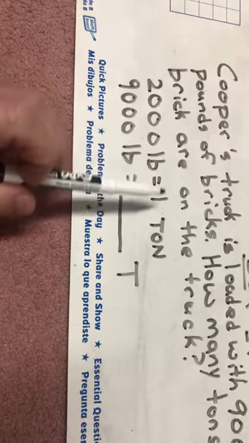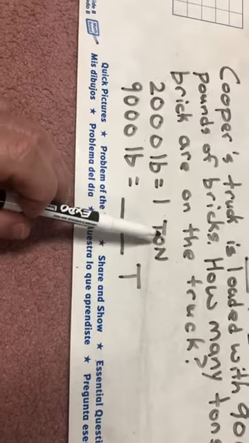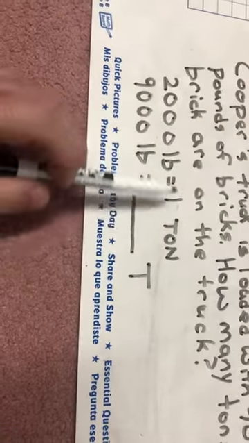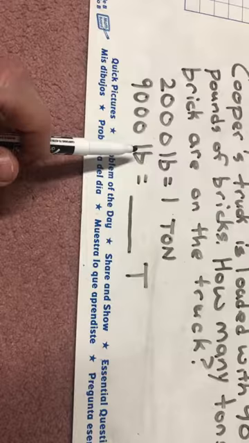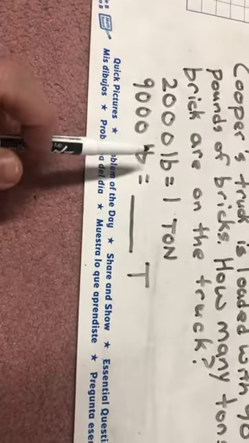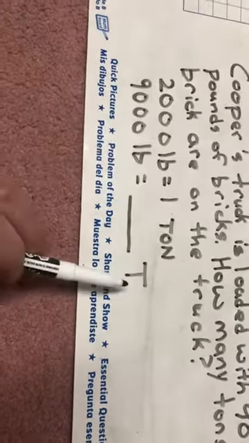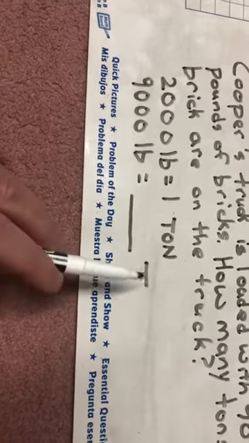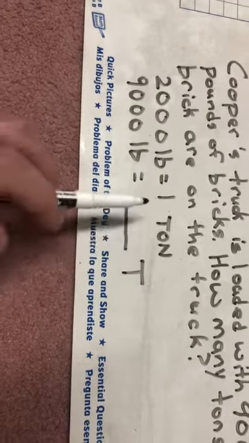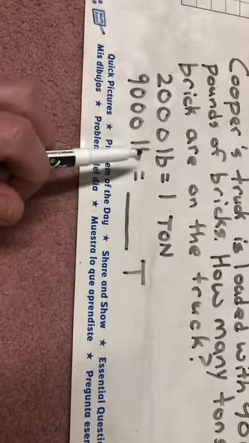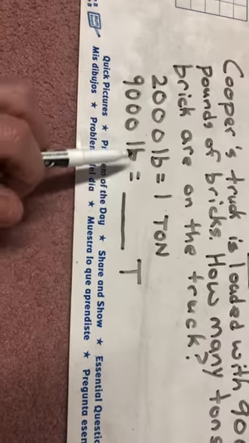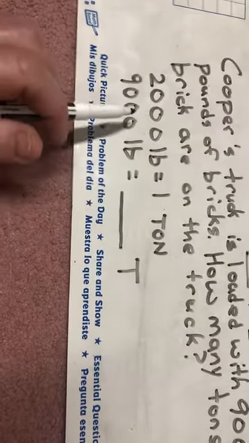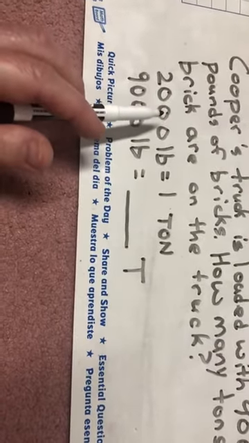I know that 1 pound is smaller than 1 ton, which means going from pounds to tons, since 1 pound is smaller than 1 ton, my measurement is getting bigger. When my measurement gets bigger, my number gets smaller, which means I have to divide. The question is, what is my division problem going to be? It's going to be 9,000 divided by 2,000.